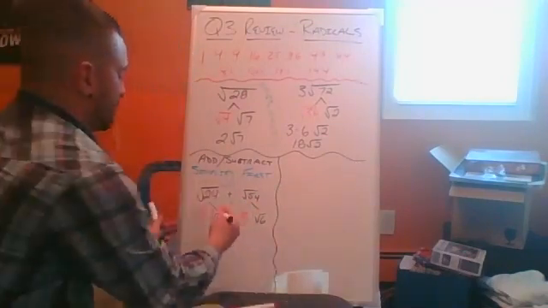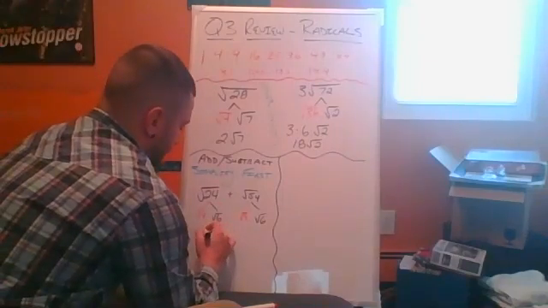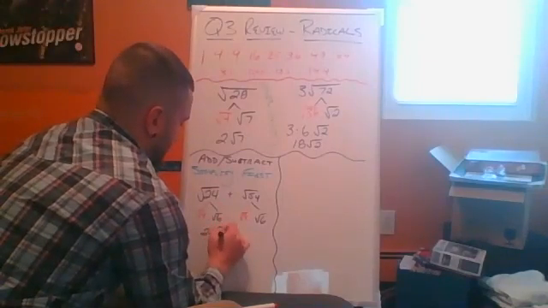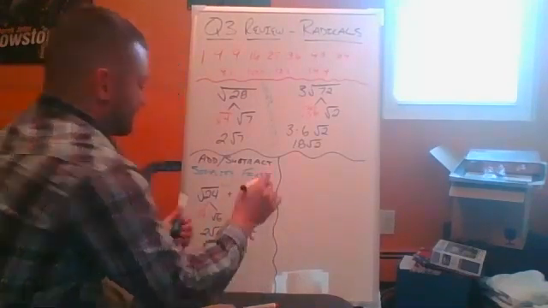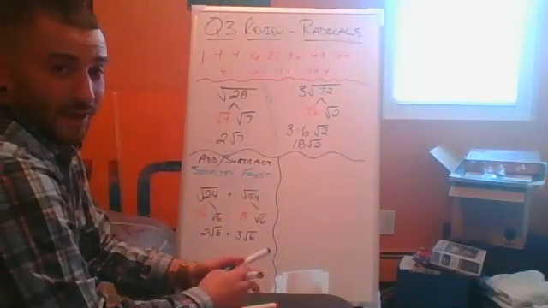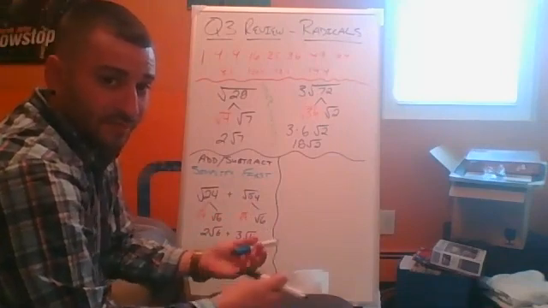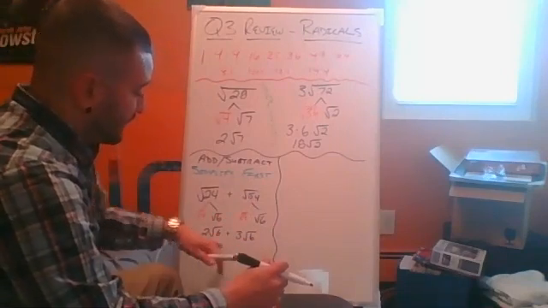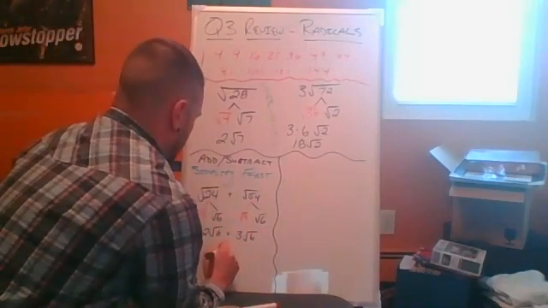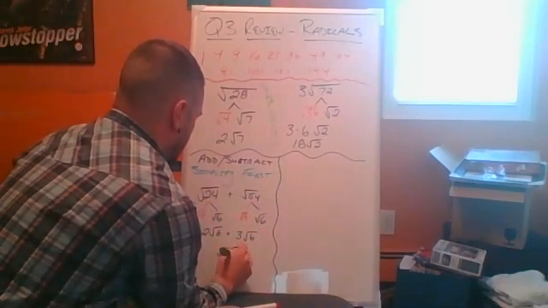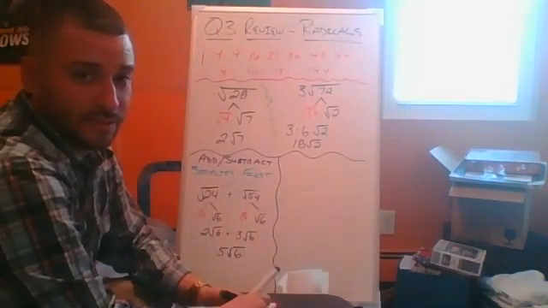So we finish them up. Perfect square of 4 is 2. 2 comes out, the 6 stays in. Radical 9 is 3. 3 comes out, the 6 stays in. And finally, our last and final step, we treat these like variables. We only combine the outsides. 2 plus 3 is 5. We keep the insides alone. 5 radical 6 is our final answer.